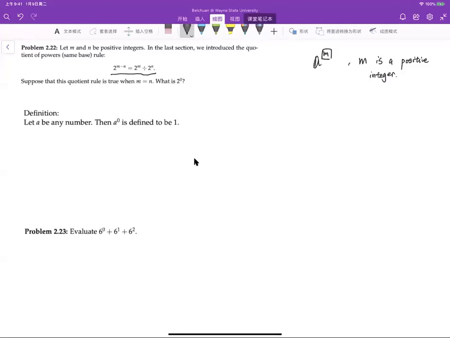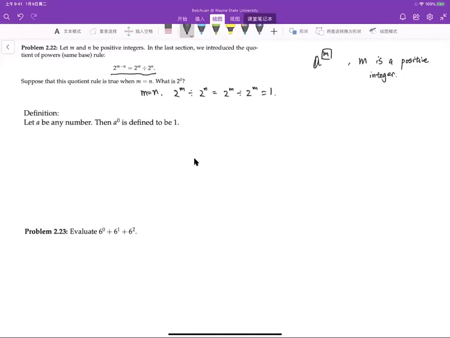In this case, we can set m and n to be equal, right? For example, we can set both m and n to be 2 or 3 or 4. Definitely they make sense. If so, what will be the right-hand side? If m equals n, then 2 to the nth divided by 2 to the nth itself is definitely equal to 1.